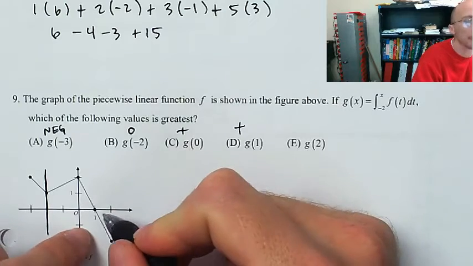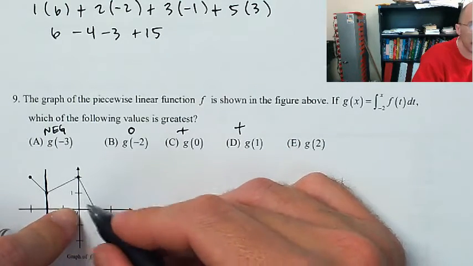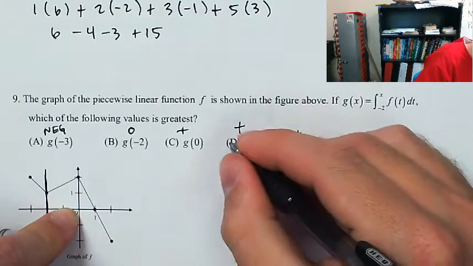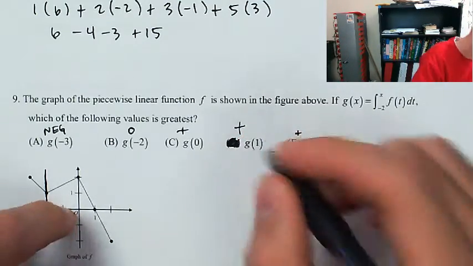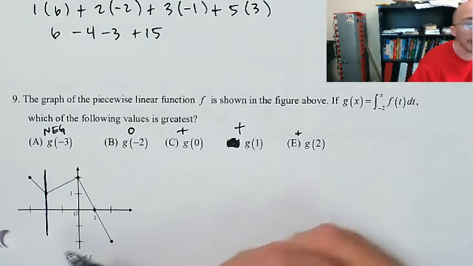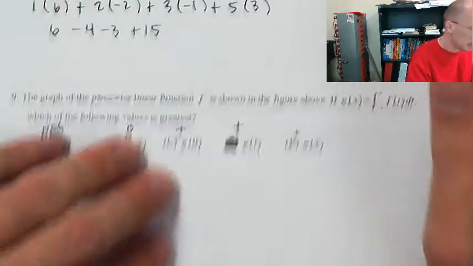G of 2 will probably be positive. It'll be the same as G of 0 because whatever I'd added on here gets balanced out over here and subtracted. So it's that smaller positive number, meaning that this one's the greatest. Okay, also f is going to be the derivative of g, and f takes a maximum at x equals 1. So that's going to be a good candidate.